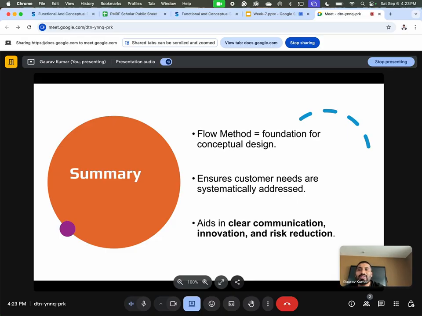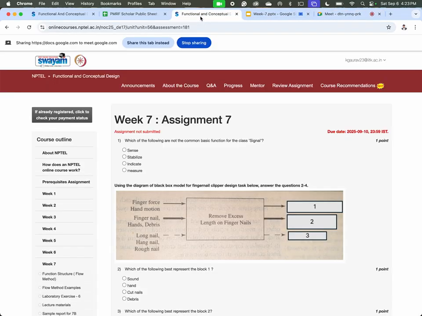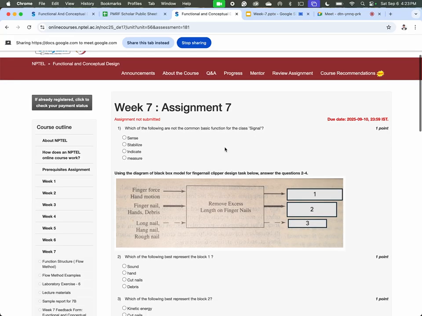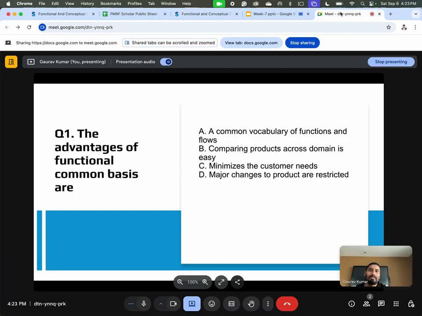Now, this was the summary of the whole one week of what we learned, a quick summary of week 7: functional structure, flow method. Now we are moving to the question and answer session.